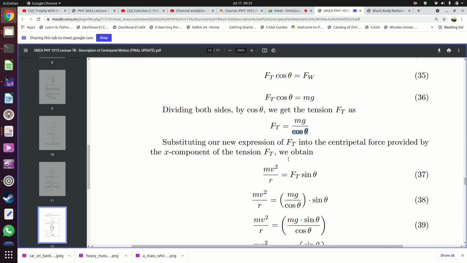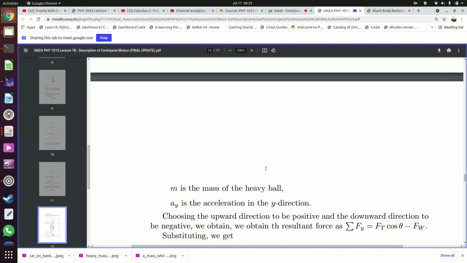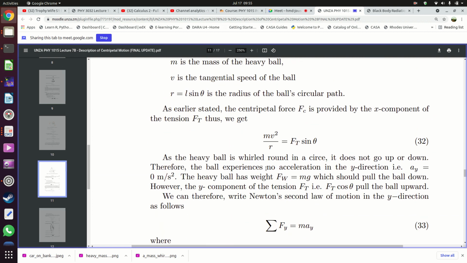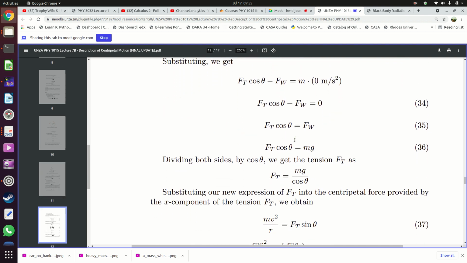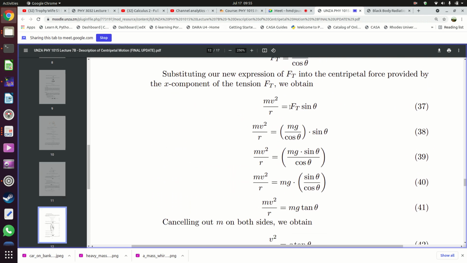So we can now replace this Ft here, because remember at the top we had mv squared divided by r equals Ft sin theta. Now that we have got something for Ft, we can put it there. So we end up having mv squared over r equals mg over cos theta multiplied by sin theta. That's going to be mv squared over r equals mg sin theta divided by cos theta.